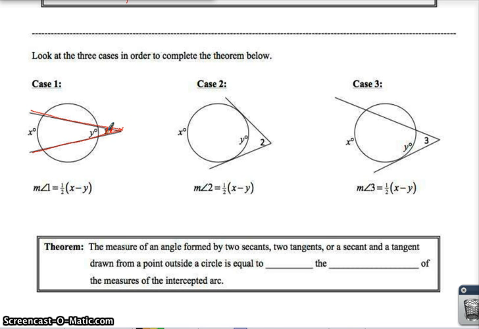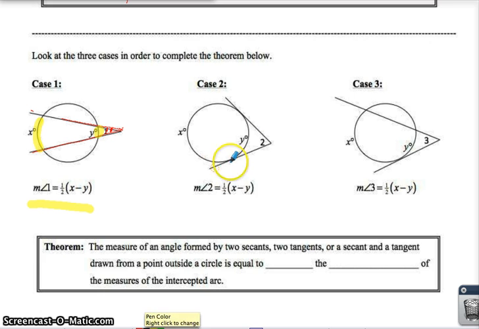But then you can see we have arc X and we have arc Y. So here's arc X, and then we have arc Y. I'm telling you that in order to get this measure, we're going to take the bigger arc, which is arc X, and subtract the smaller arc, which is arc Y, get that difference, and then we're going to take half of that measure. So this is with two secants intersecting.